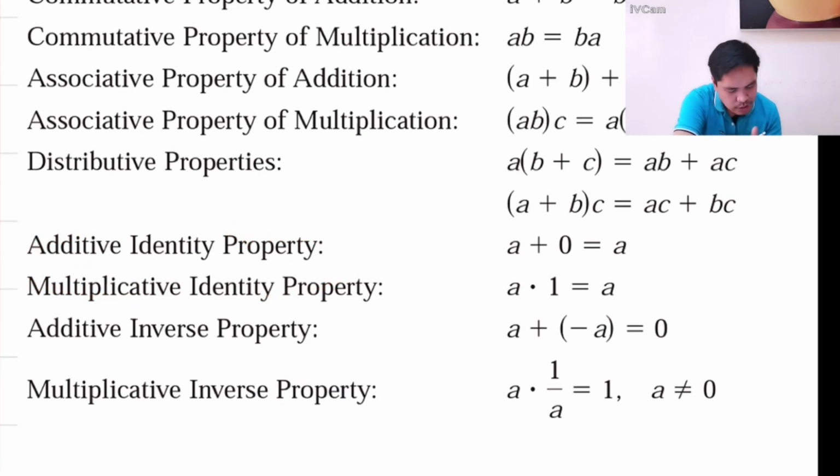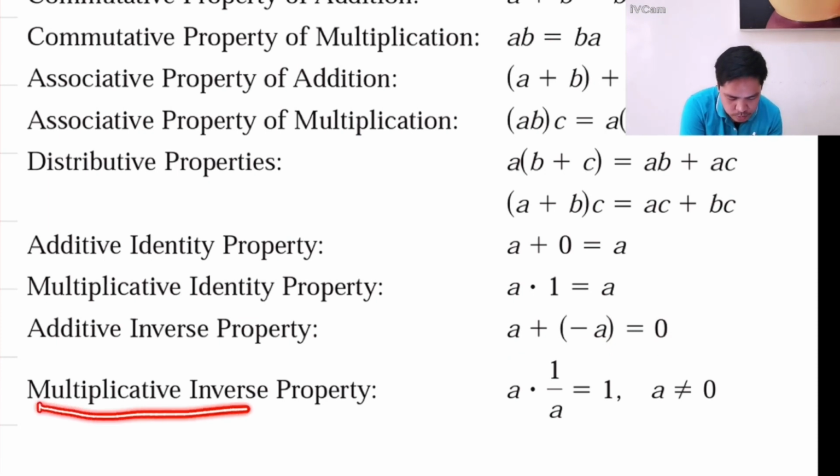Now, meron din tayong tinatawag na inverse property. So, for additive inverse property, when we say inverse, that would be related to the identity property. Pero dito, if you notice, ang A dirigi balhin na nga rin. The inverse of A is negative A. So the result, if you add that, the result is 0, because the identity for addition is 0. So, if you add A with its additive inverse, the result is 0.